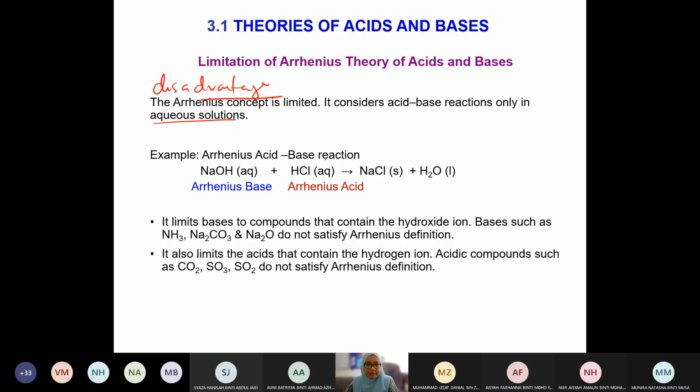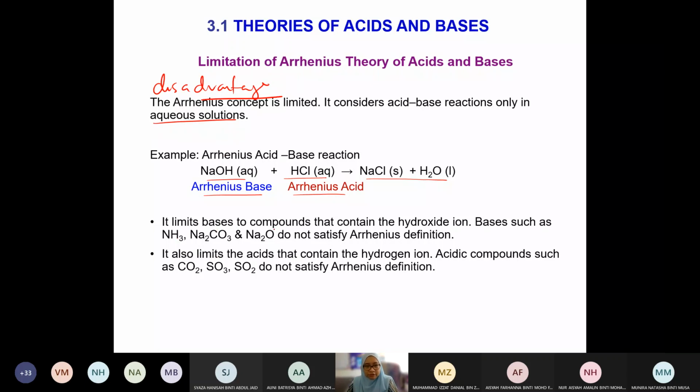This is an Arrhenius acid-base reaction. So NaOH reacts with HCl to produce NaCl and H2O. So these two are an Arrhenius base and an Arrhenius acid. These two can be reacted together to produce an acid-base reaction. So the problem from earlier continues.